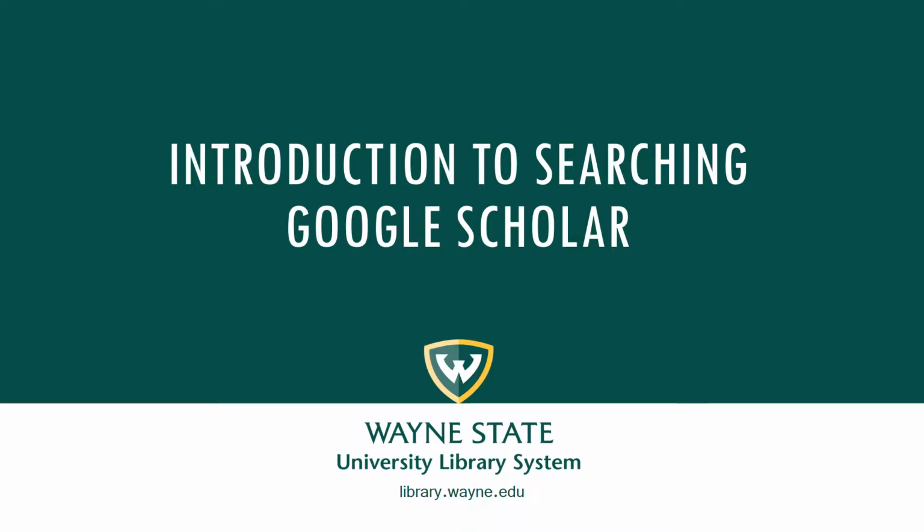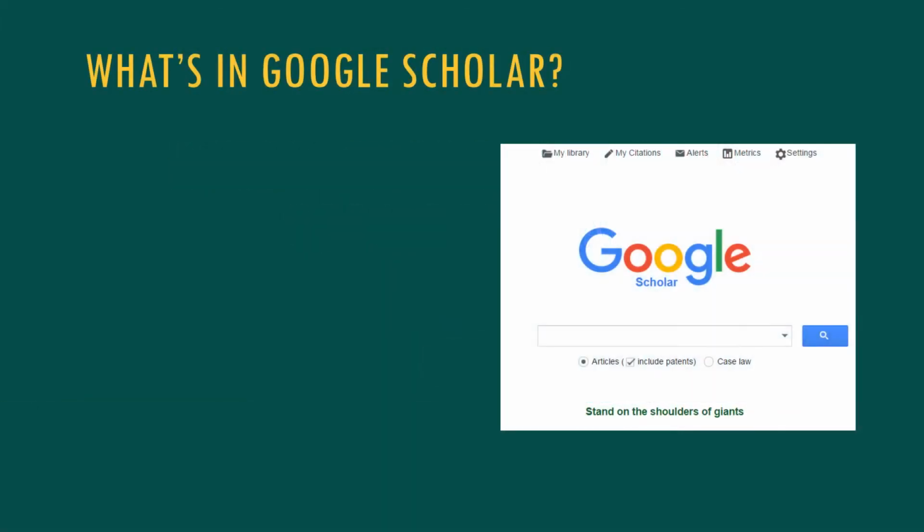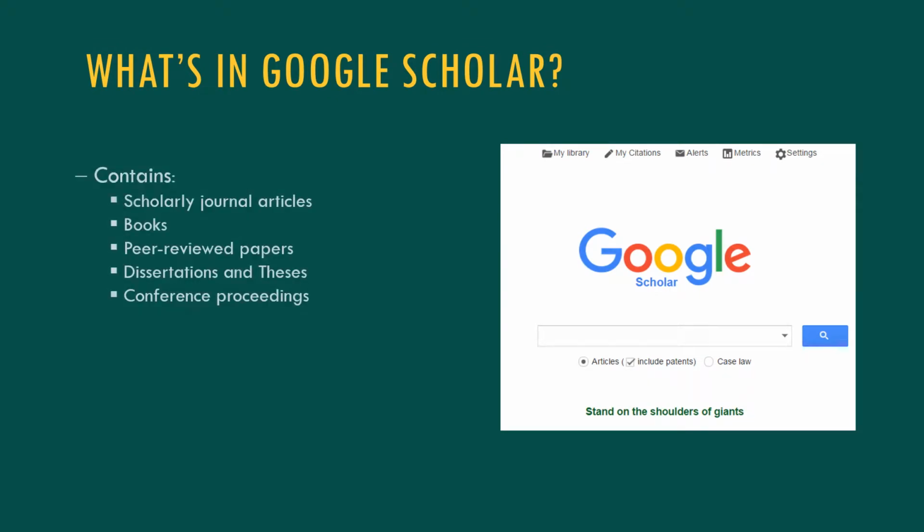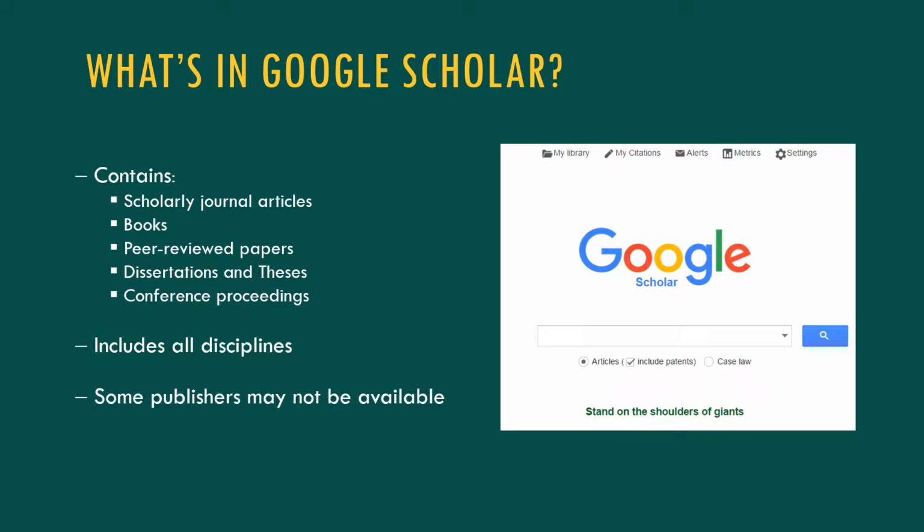In this video, you will learn the strengths and weaknesses of Google Scholar, how to access full-text articles, and how to use the citation tools. Google Scholar not only contains scholarly journal articles and books, but also peer-reviewed papers, theses, and conference proceedings from scholarly organizations. Google has agreements with major publishers for all disciplines to include their content. It is important to know, however, that their coverage is inconsistent, as certain publishers limit what Google Scholar can access.